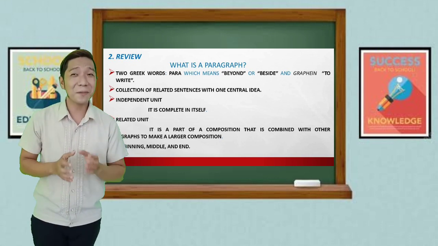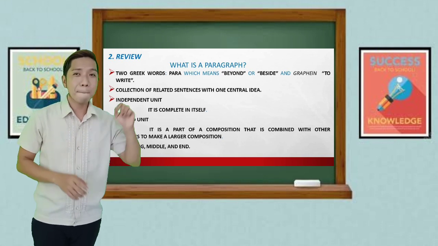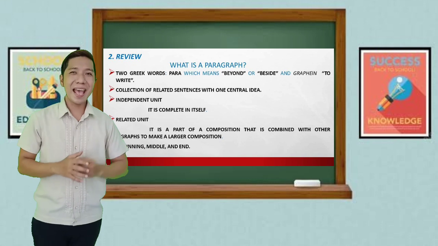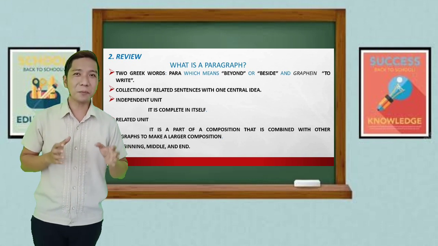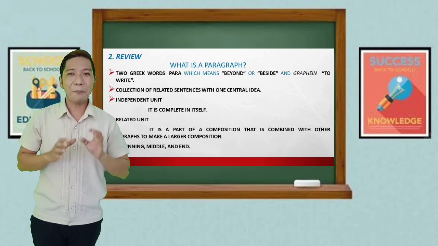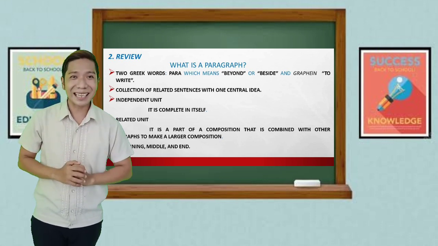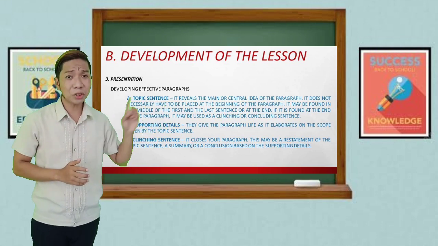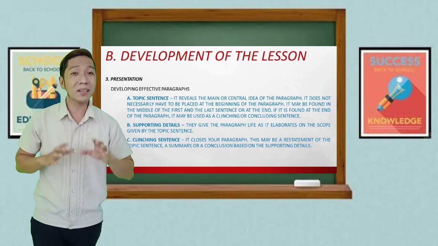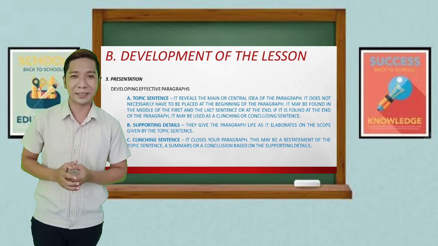Whether a paragraph is an independent unit or a related unit, it has its beginning, middle, and end. And to develop an effective paragraph shows the unity of the sentences. A paragraph is made up of the topic sentence, which contains the main idea, and the supporting details and conclusions, or what we call the clinching sentence at the end.